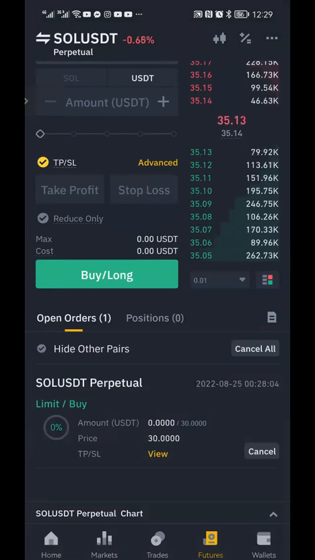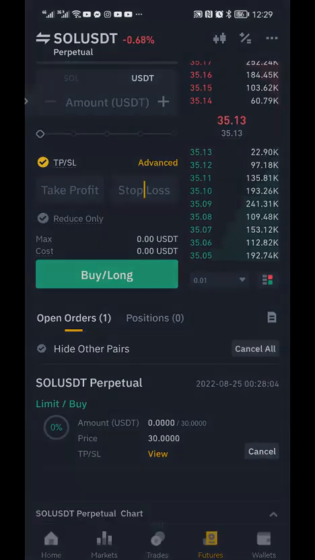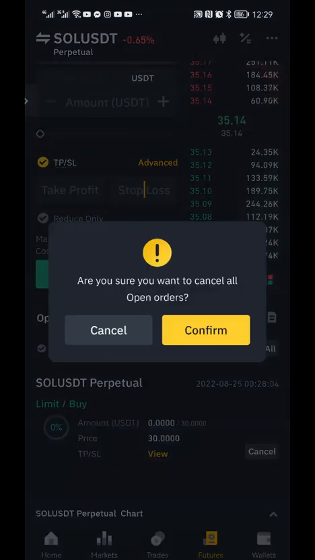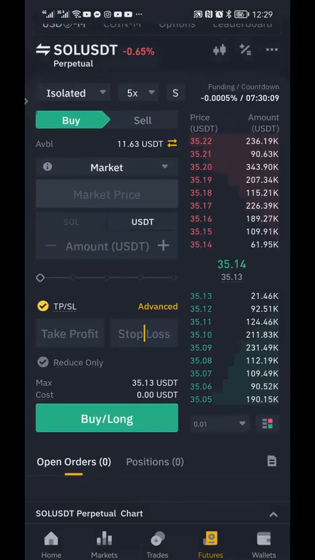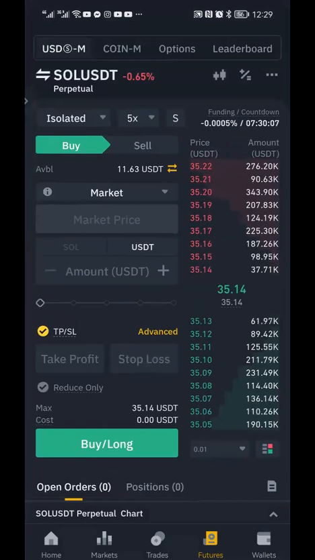So let's say we don't want to hold that trade. You can just click on cancel, and then the order is deleted, we have lost nothing. So in a simple way, that is how we trade futures on Binance. So if you have a question, you can ask.